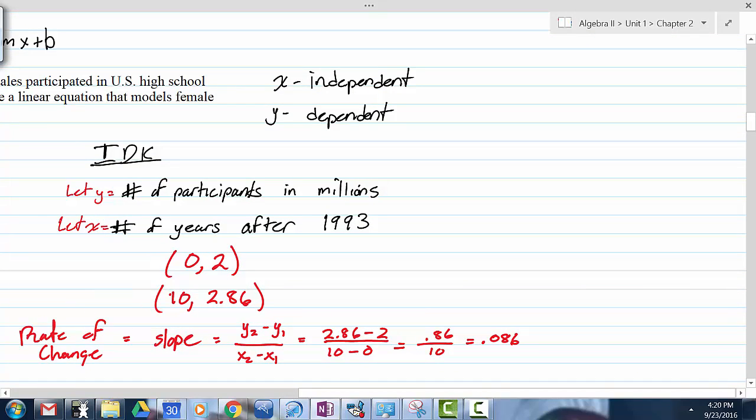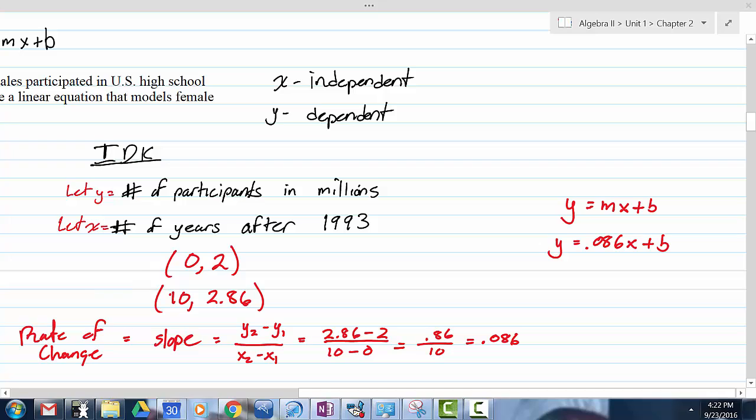So remember, your linear function is y equals mx plus b. Let's actually see what this looks like from the actual data. What we do know is our rate of change, right? Our rate of change is y equals 0.086x plus b.